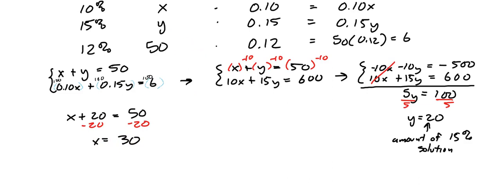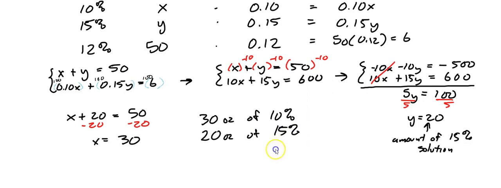So my final answer is I need 30 ounces of the 10% solution, and I need 20 ounces of the 15% solution. So hope that helps out. There we go. We'll move on to some hogs.